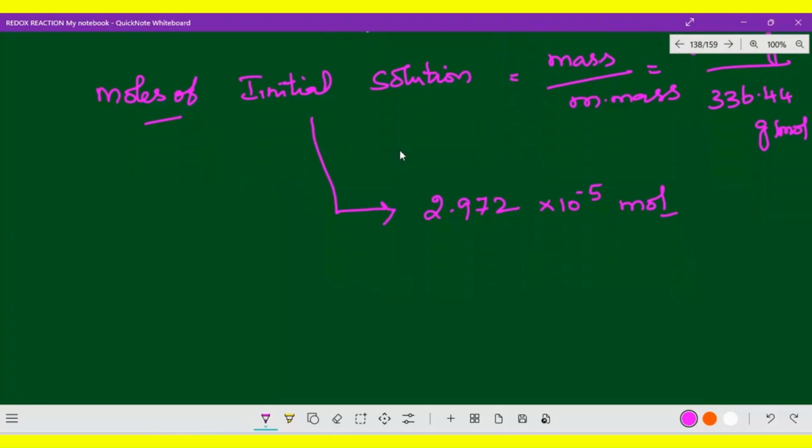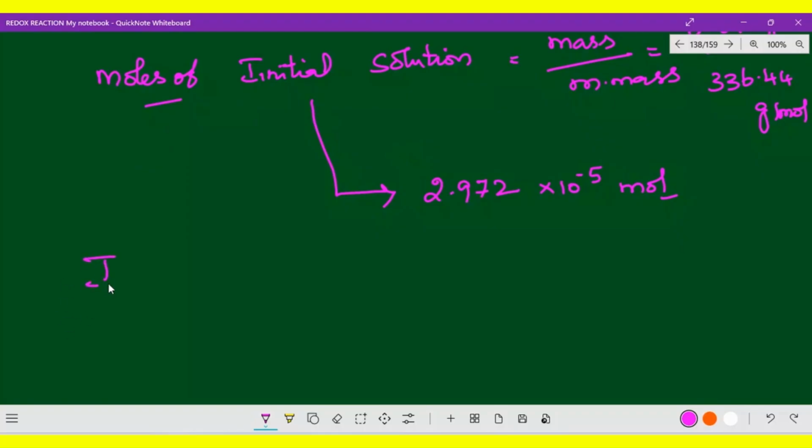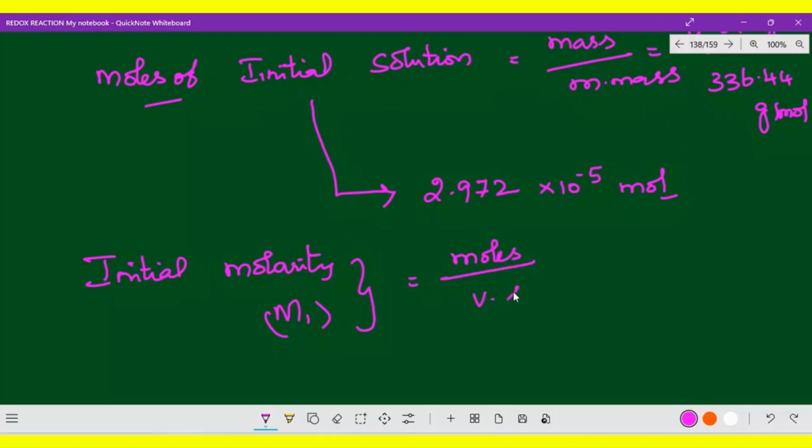Now we have to find the initial molarity. The initial molarity is for the 500 ml, so this is M1. Now V1 and V2 we found. M1, the initial molarity, is moles by volume in liter. So here, what is it?